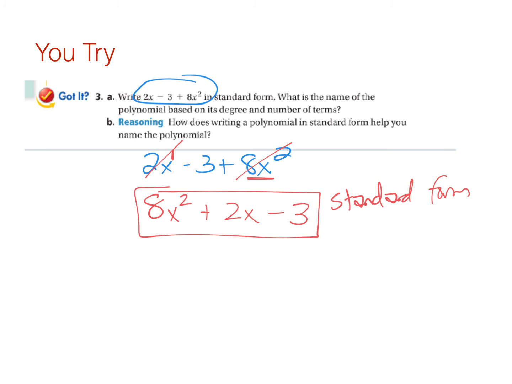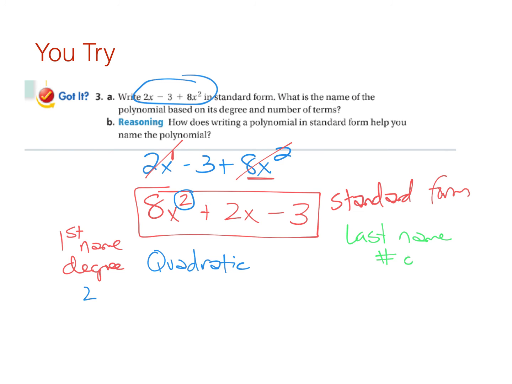And from here, guys, we're going to name it. So the first name is the degree. The degree is the biggest exponent. The degree is a 2. We call that a quadratic, and you can look back at the chart if you're not sure. And then the last name is based on the number of terms. I've got 1, I've got 2, I've got 3 terms. That's called a trinomial. Quadratic trinomial.